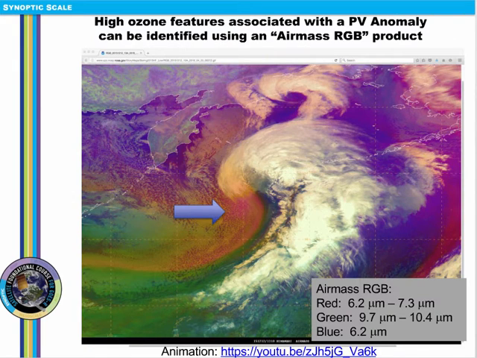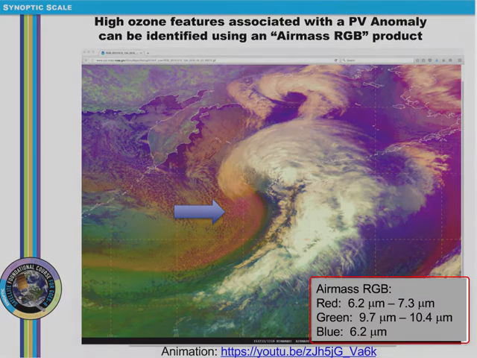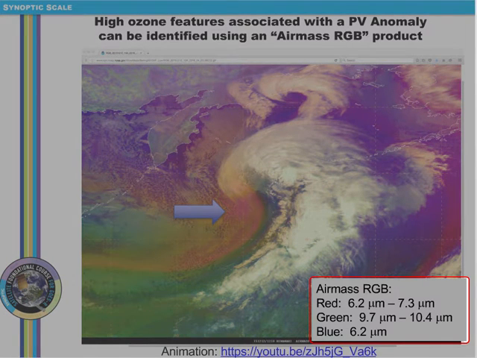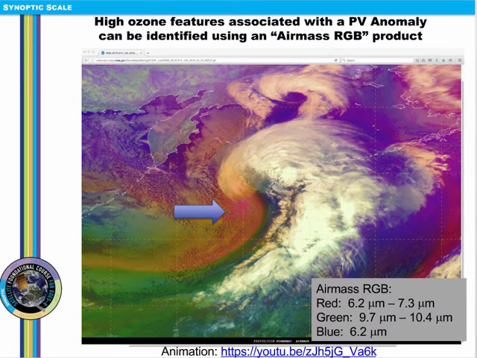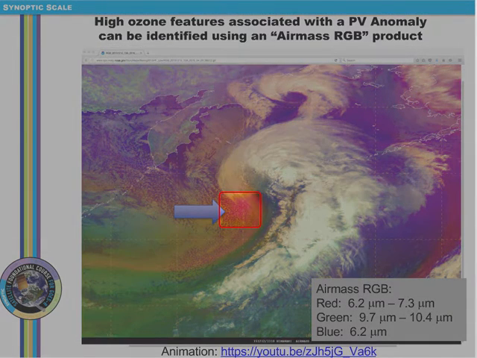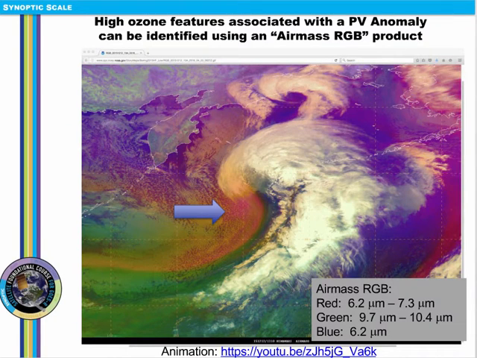Total column ozone is not a baseline product, but high ozone features can be identified nonetheless qualitatively using an Airmass RGB product. In this example of a rapidly intensifying hurricane force low over the North Pacific, the pink shading helps to highlight an area of high ozone associated with a lowering tropopause beneath a potential vorticity anomaly.